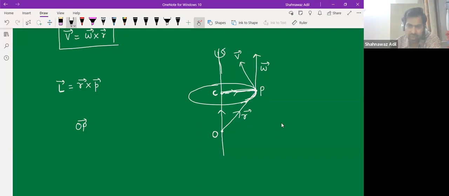Yeah, so this is the R, right? And this is the perpendicular distance. From this point, this is the perpendicular. Clear? Yes, sir. So if I take this, omega is in k hat direction and this is r perpendicular.